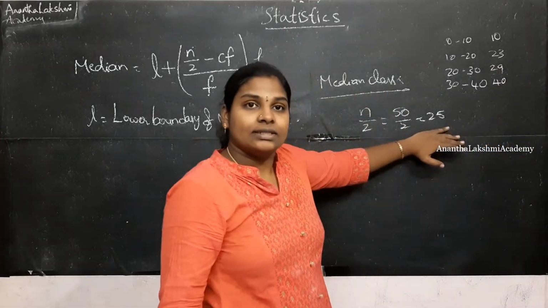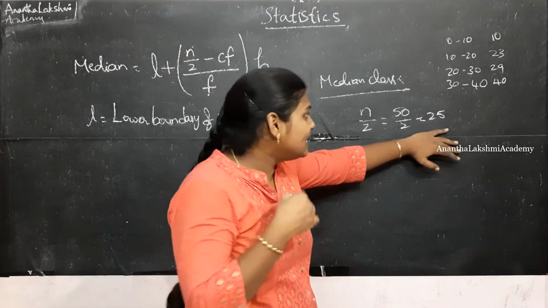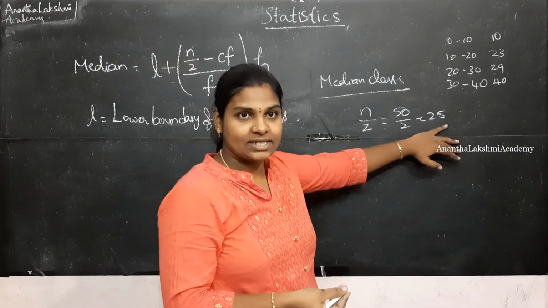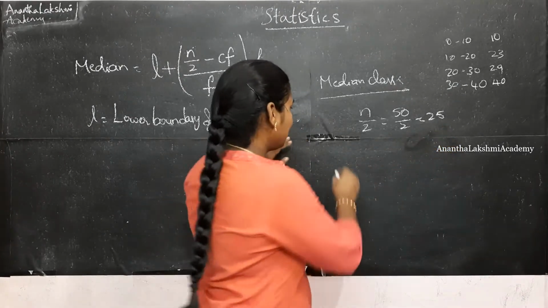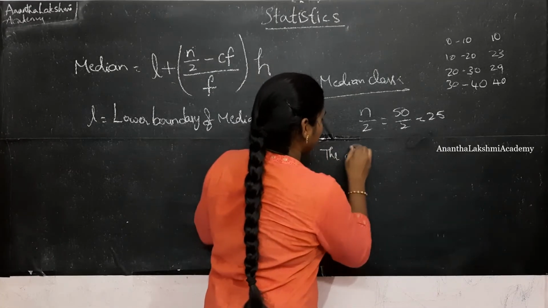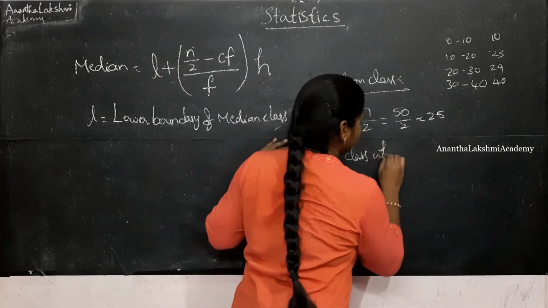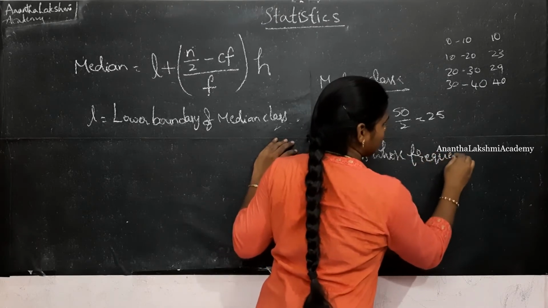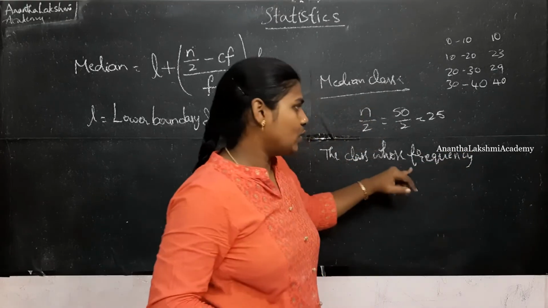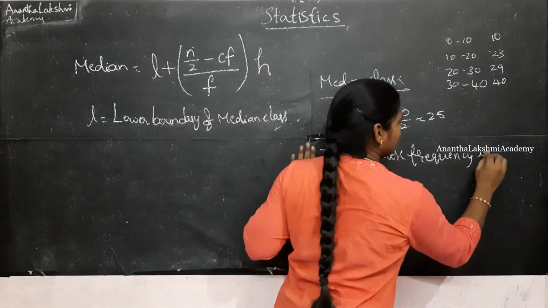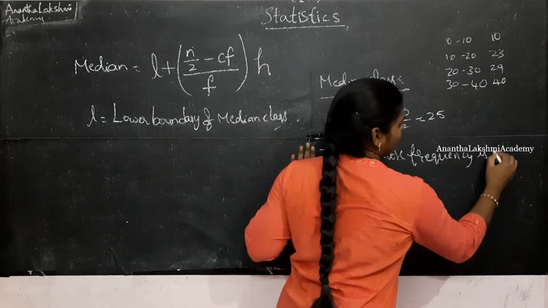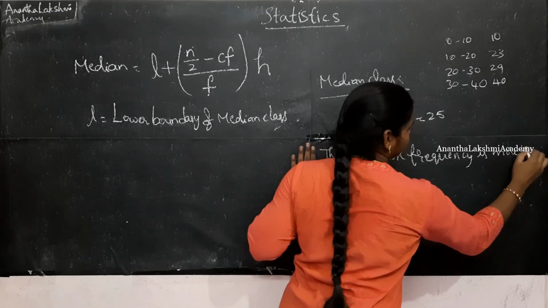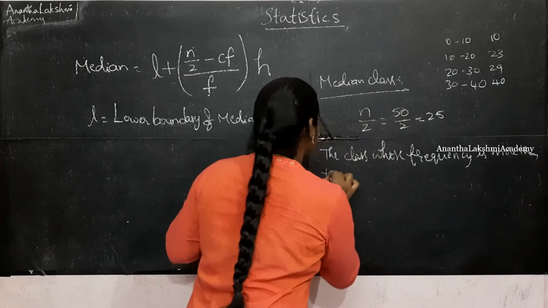So the class which exceeds the median class frequency, the class whose frequency, listen to the concept first, later you can note down. The class whose frequency is more than the median.